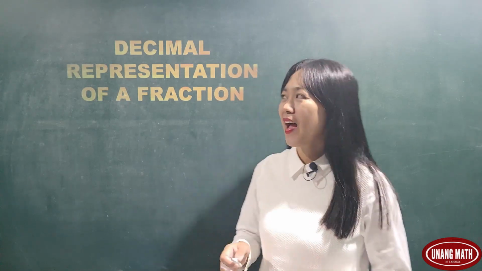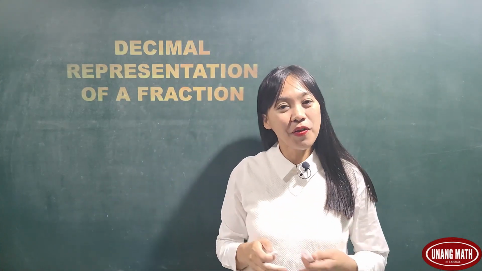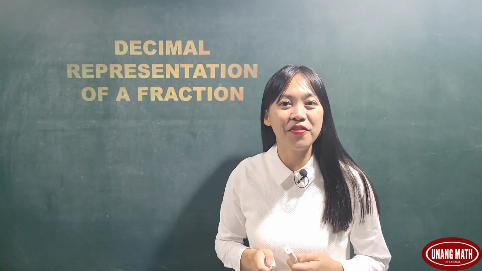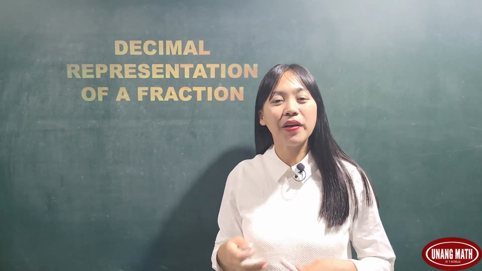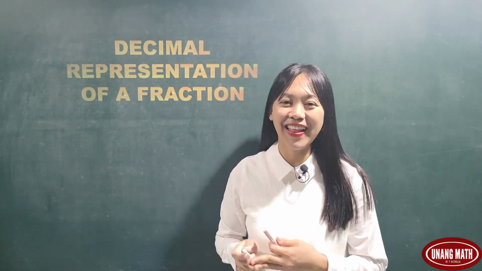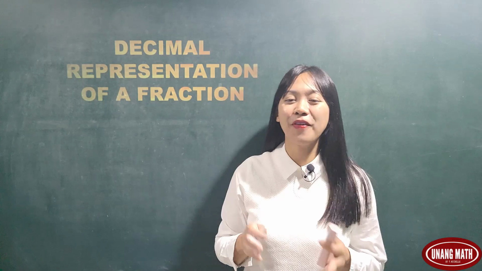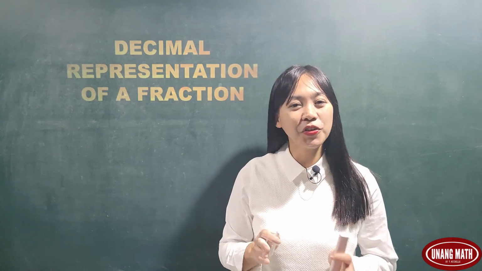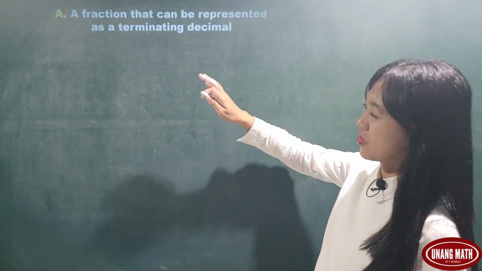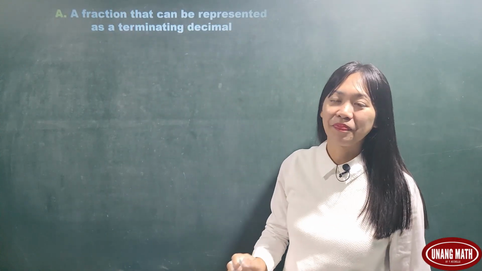In this episode, our lesson is decimal representation of a fraction. In our previous episode, we already studied how to convert fractions to decimals by dividing. By dividing, we were able to convert fractions to either terminating or non-terminating decimals. In this episode, I will be showing you how to tell if a fraction is a terminating or non-terminating decimal without dividing. Okay, let's start with a fraction that can be represented as a terminating decimal.